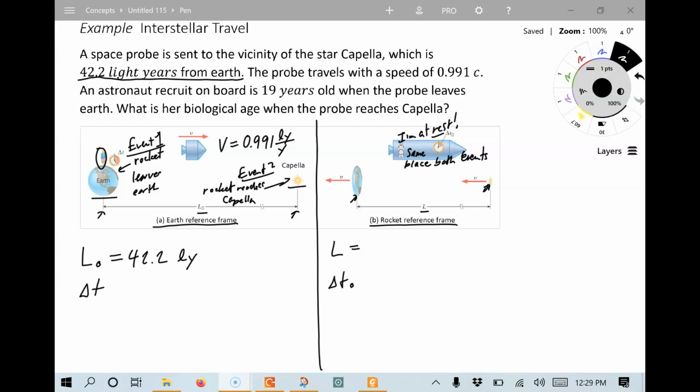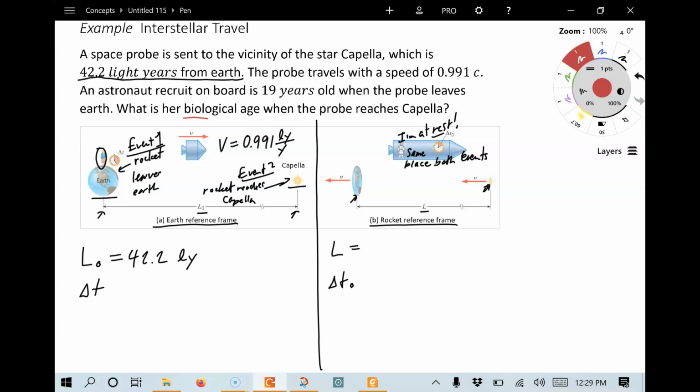So now to answer the question, what is the space traveler's biological age when she reaches Capella? Well, to measure her biological age, you need to use a clock that is on her spacecraft, because she ages at the rate biologically that a clock does. In other words, if you're an Earth observer and you notice her clock slow down, well, her aging will also slow down. So we need to figure out what delta t0 is.